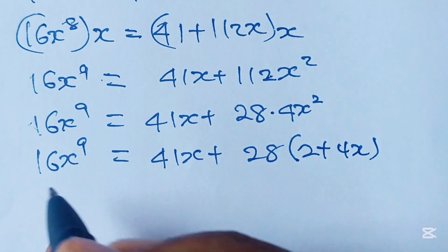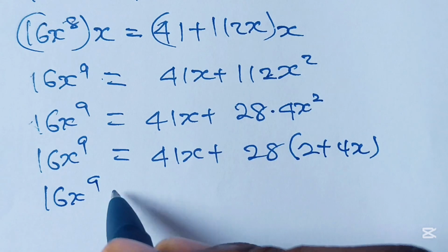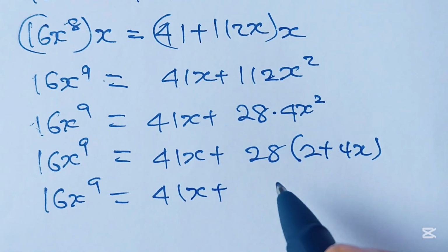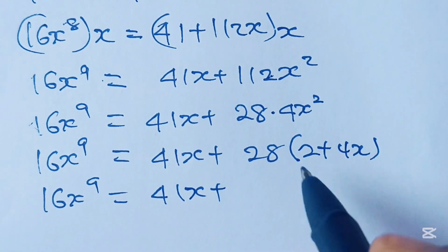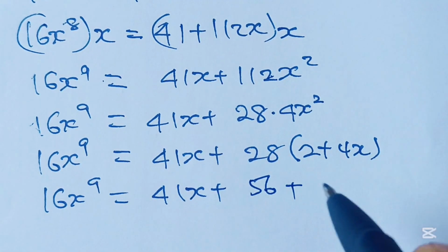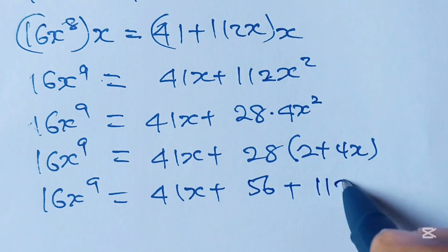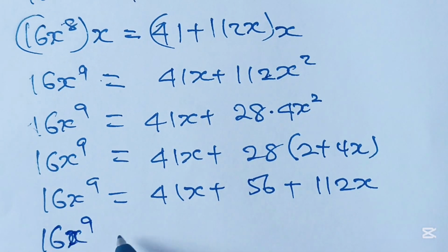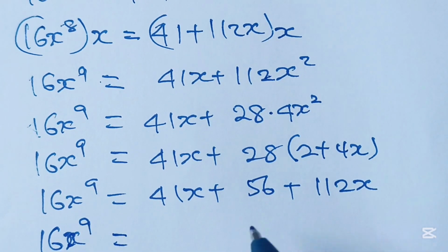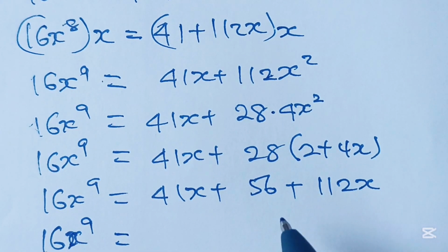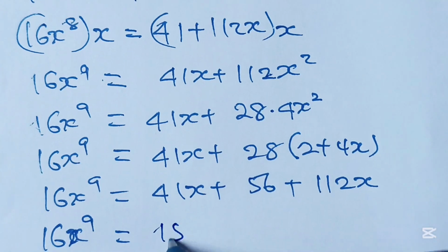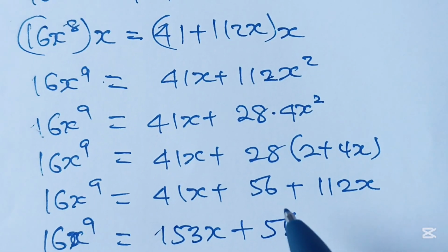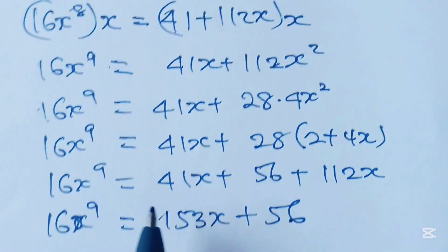Okay, so we have 16x to the power of 9 is equal to 41x plus 28 multiplied by 2 will give us 56, plus 28 multiplied by 4 will give us 112. So this is what we'll have. So 16x to the power of 9 is equal to 41x plus 112x will give us 153x. So we have 153x plus 56. All right. Now, at this point, we have gotten our x to the power of 9.